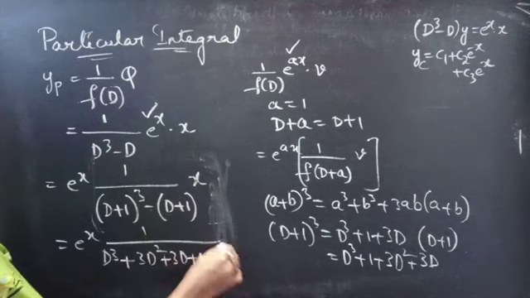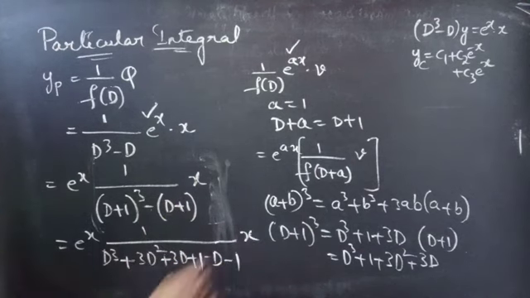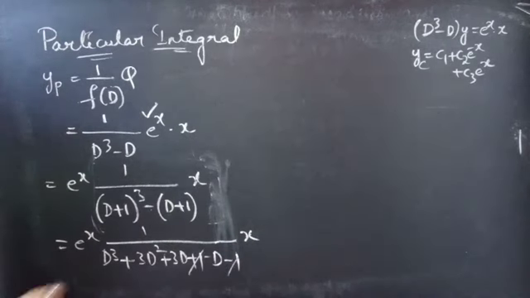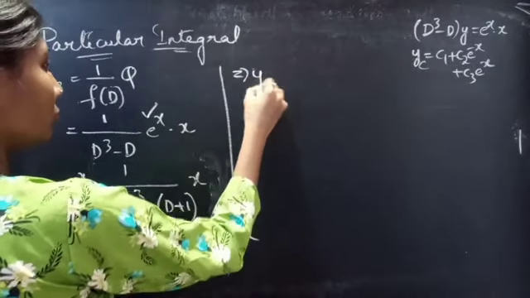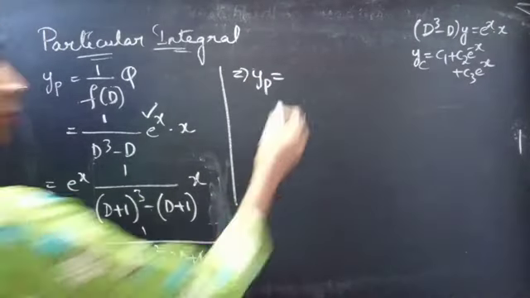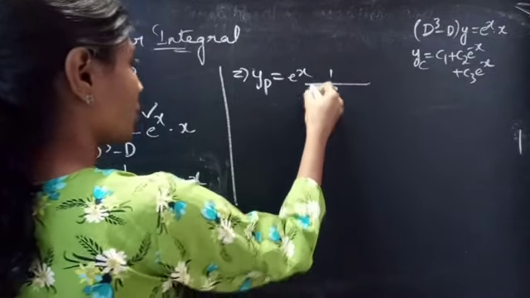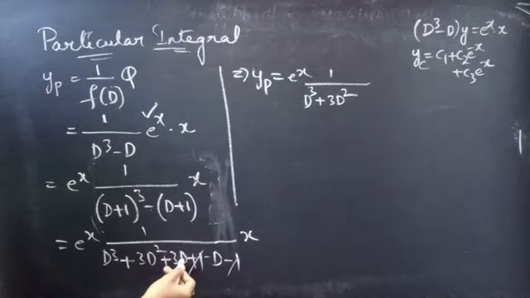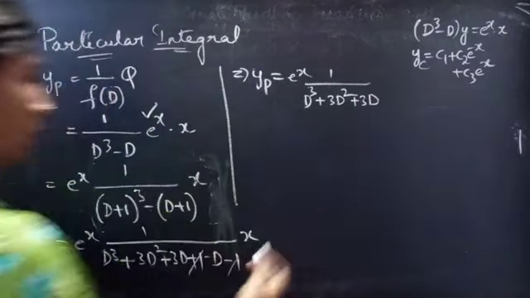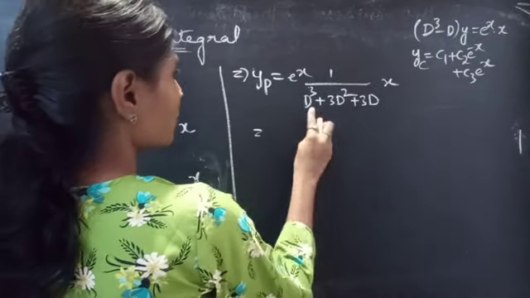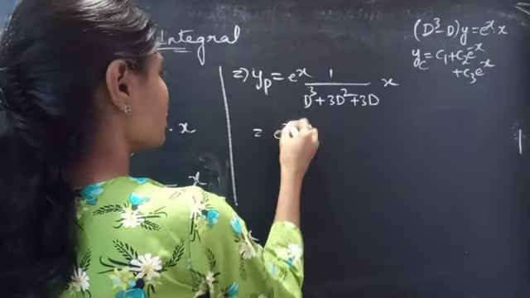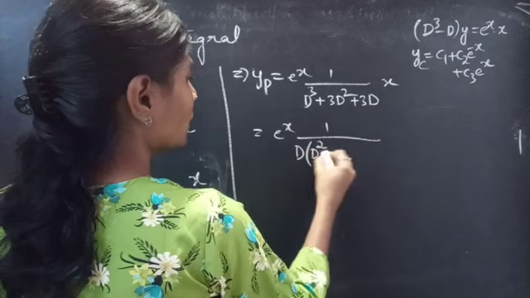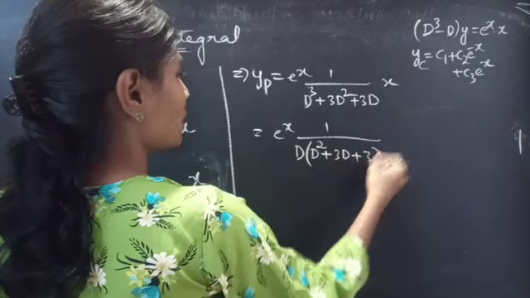into minus plus minus 1 into x. So here plus 1 minus 1 gets cancelled. Then y_p becomes e power x into 1 by D cube plus 3D square plus 3D into x. You notice we are having D in all three terms of the denominator. So let's take it common. Let's take D common from all the terms of the denominator. We'll get D times (D square plus 3D plus 3) into x.